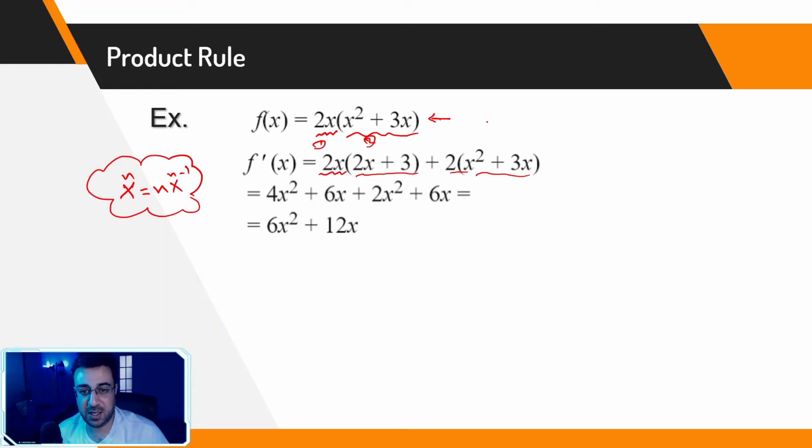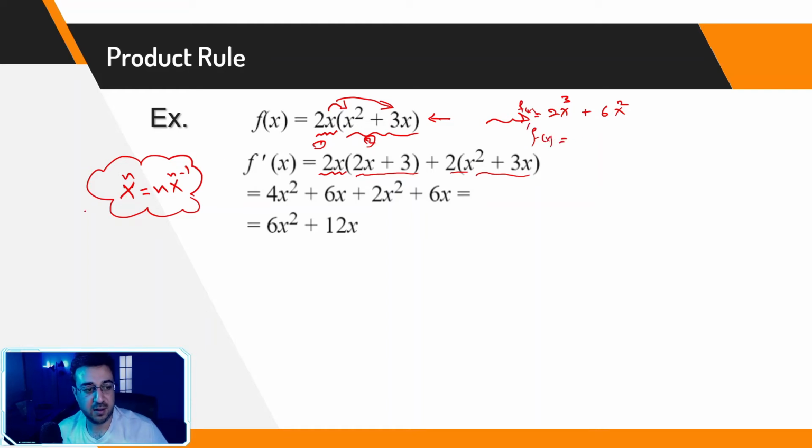But me, I'm saying you can always go to an easier route: just distribute the 2x over here and over here to the parentheses. 2x multiplied by x squared, that's 2x cubed, plus 2x multiplied by 3x, that's 6x squared. Now take the derivative for that. So that's f of x. What is the f prime of x of that?